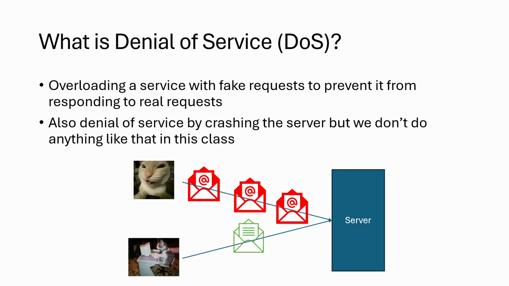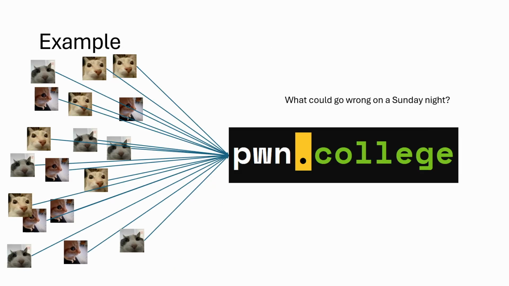Okay, so let's look at an example of what could cause denial of service. Let's say we have a lot of CSE 365 students, and they're all trying to submit their assignment. And it's Sunday night, so there's a lot of users, and they're all trying to access Pone College all at once. Well, Pone College might not be able to handle all of these requests at once, and it might slow down, and it might even not be able to handle the requests.